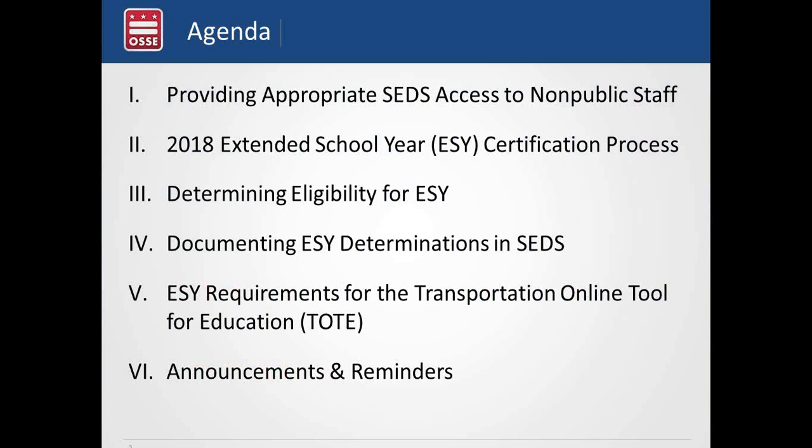Today we're going to start by briefly reviewing appropriate levels of SEDS access for non-public staff. Then we're going to talk about what your IEP teams need to be doing right now to ensure that every student has the appropriate ESY eligibility status on their finalized and current IEP. So it's going to be a refresher on how to determine eligibility for ESY, as well as eligibility for ESY transportation services, and how to get that documented in SEDS.